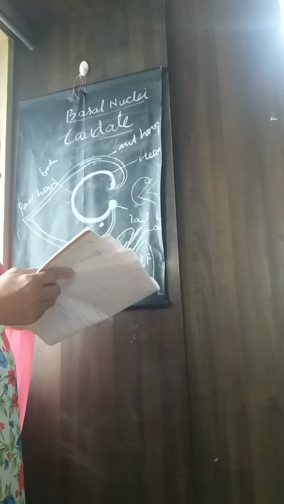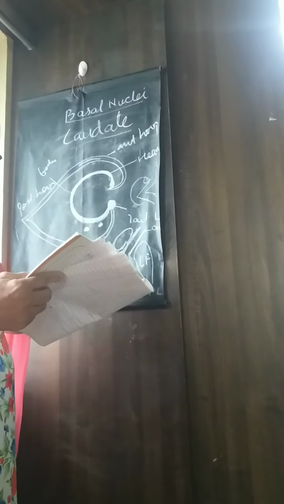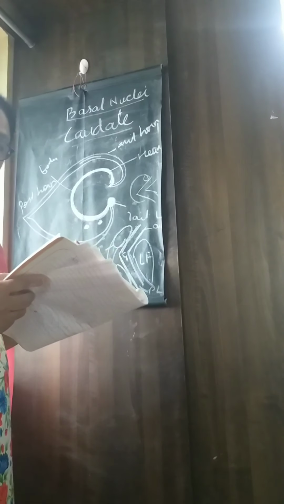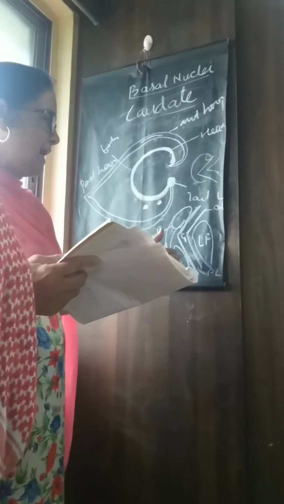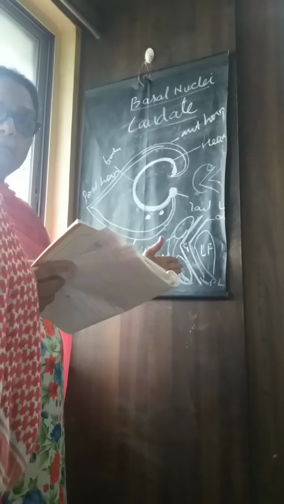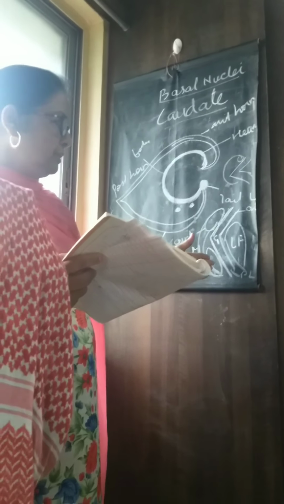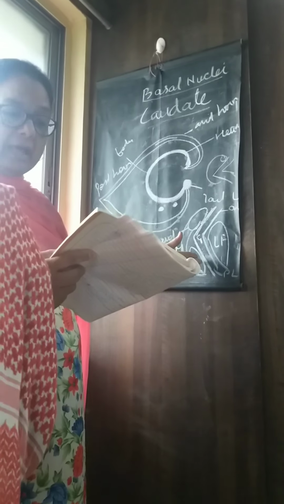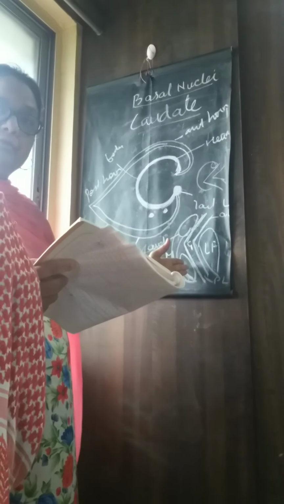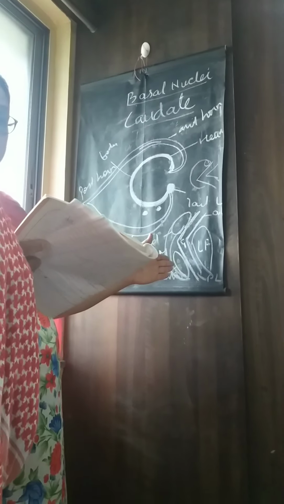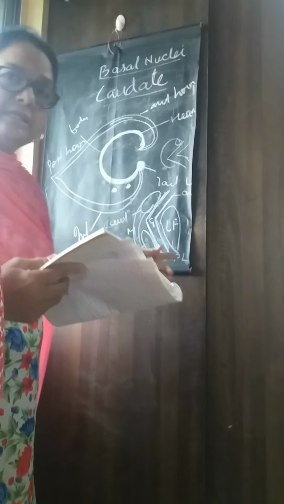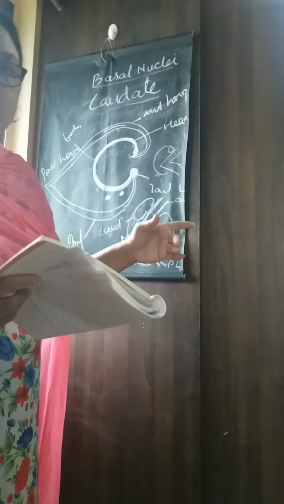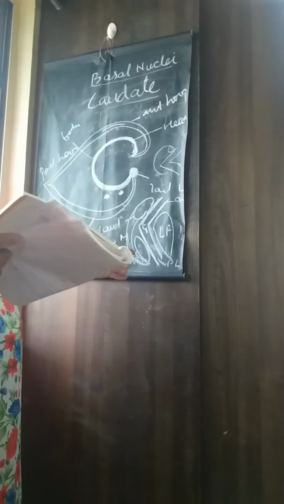It is related to the posterior limb of the internal capsule, that is, medially is present the caudate nucleus, and it is separated from the posterior limb by the thalamus. Okay? And also it is related to the thalamostriate vein and the stria terminalis.